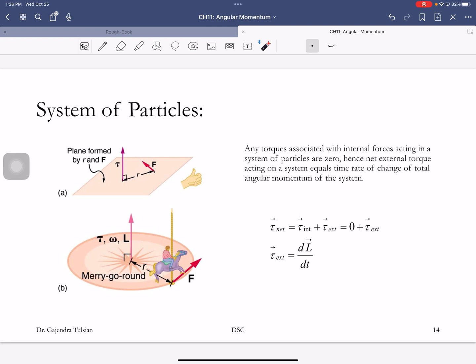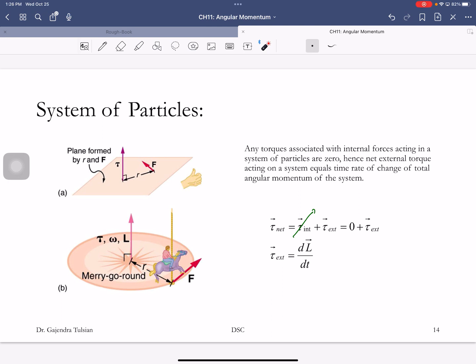Okay, so the net torque acting on a system is torque due to internal forces plus torque due to external forces. The torque due to internal forces is always zero, because for every force there's an equal and opposite reaction force, and they give you a net torque of zero. So the net torque acting on a system is only due to external forces.